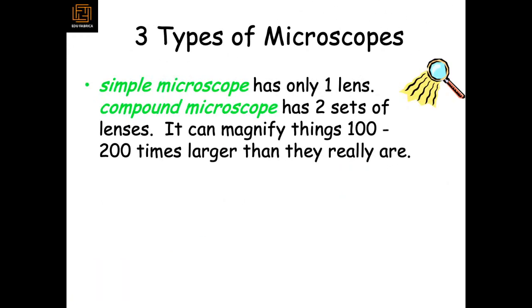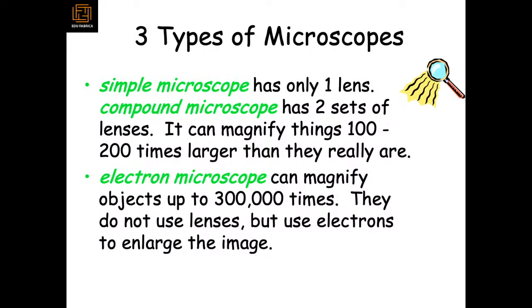So there are three types of microscope. That is simple, which has only one lens. Then there is a compound microscope, which has two sets of lenses and can magnify from 100 times to 200 times. And then there's the electron microscope, which can magnify objects up to 300,000 times. They do not use lenses, but use electrons to magnify the image, right?